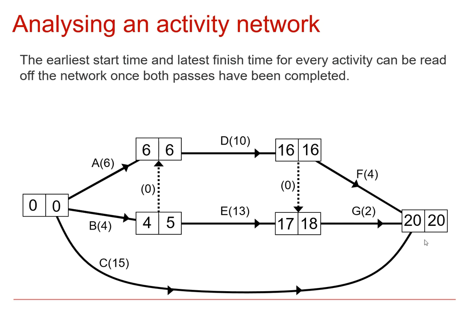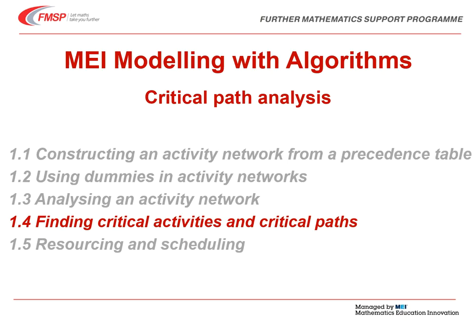And also the idea of what's called a critical path. There's a particular route through the activity network that will actually minimize the time, and all of the activities along that critical path really do have to start bang on time. There's no leeway for those ones. But as I say, that will be the subject of a later video. So that concludes video 1.3, analysing an activity network. The next video will be 1.4, finding critical activities and critical paths.